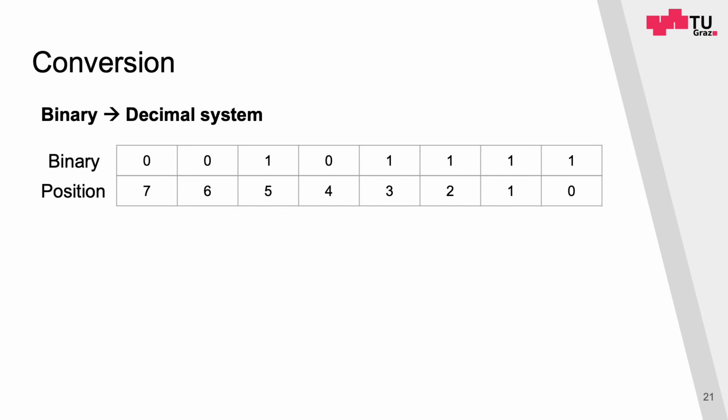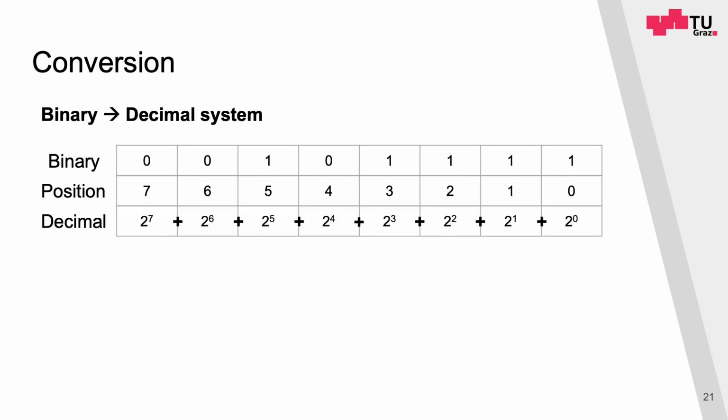The rightmost position is the LSB, the least significant bit, at position 0. And in this case, since it is an 8-bit number, the leftmost position, also known as the MSB, the most significant bit, is at position 7. Then we write down the base, which for a binary number is 2, to the power of the position for each position.